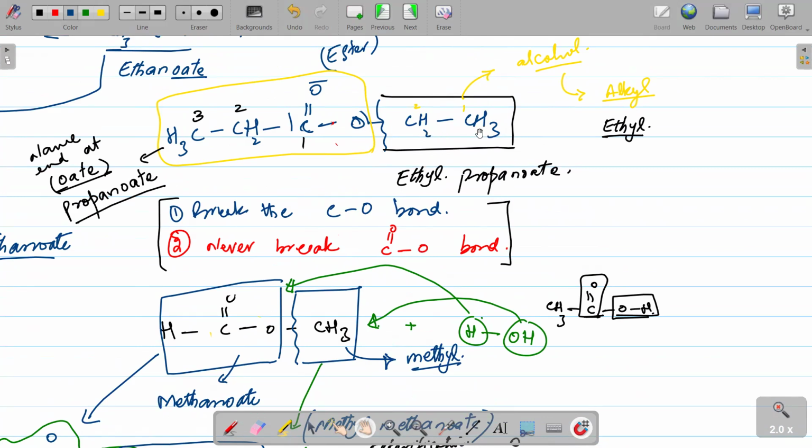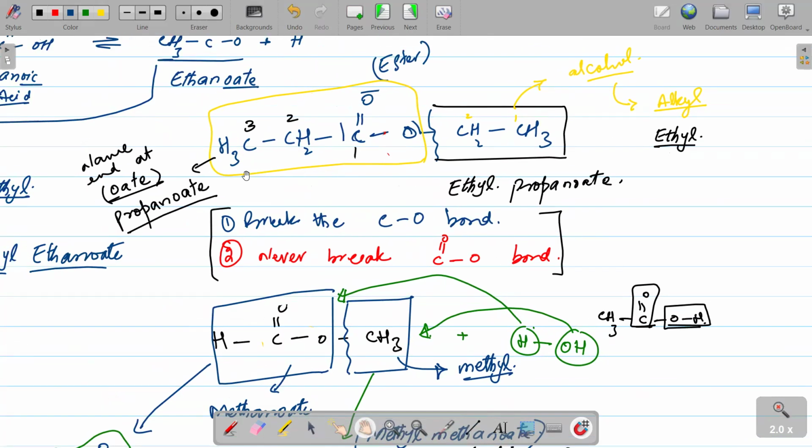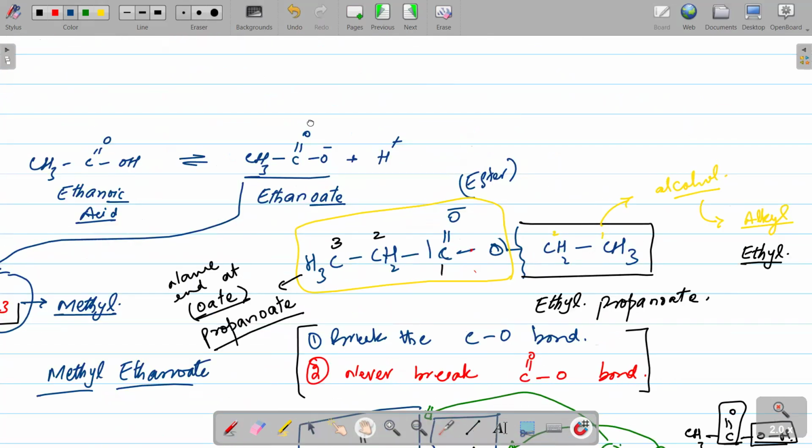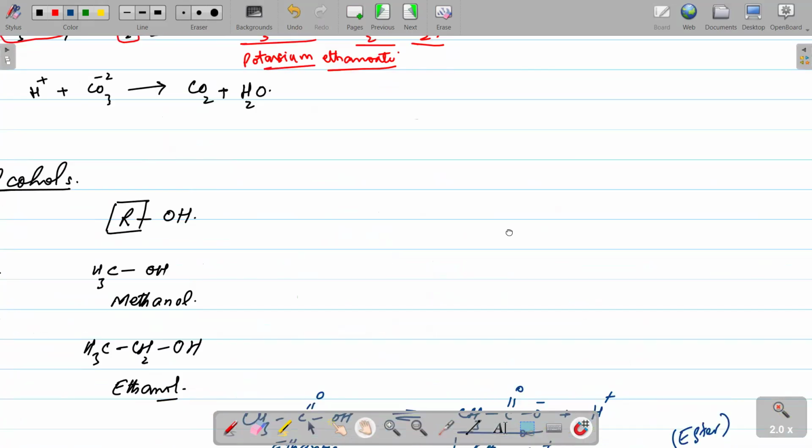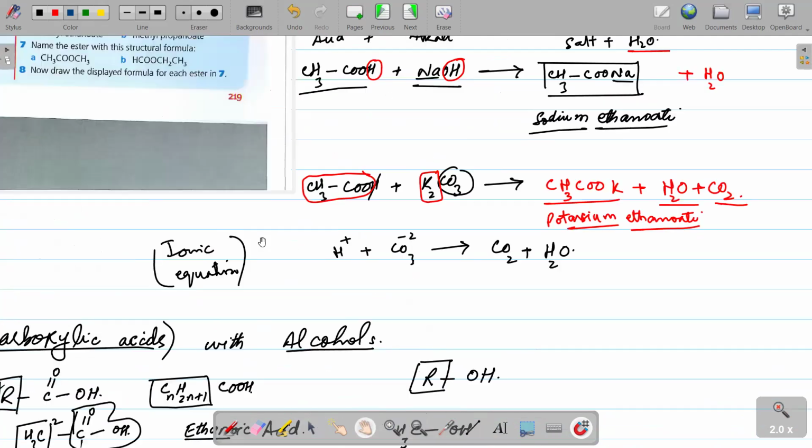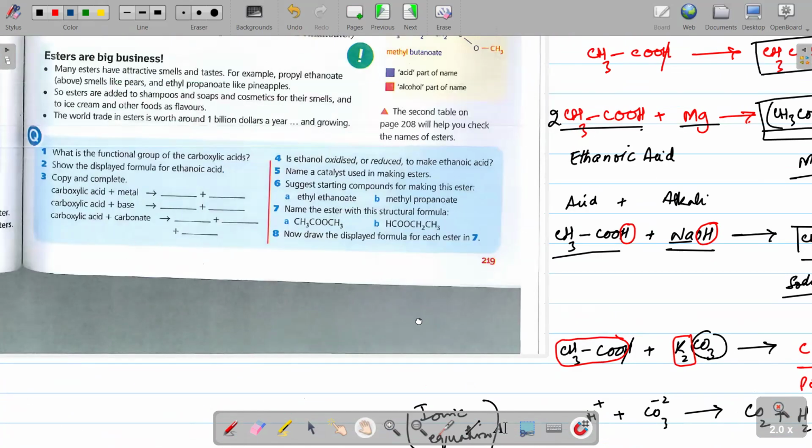So the part which is without oxygen, that is the part which came from alcohol. So its name will be just like an alkyl. And the part with oxygen atoms, that will be the part which came from carboxylic acids, and its name will end at oate. Is it clear? So let's see this topic from our book as well.